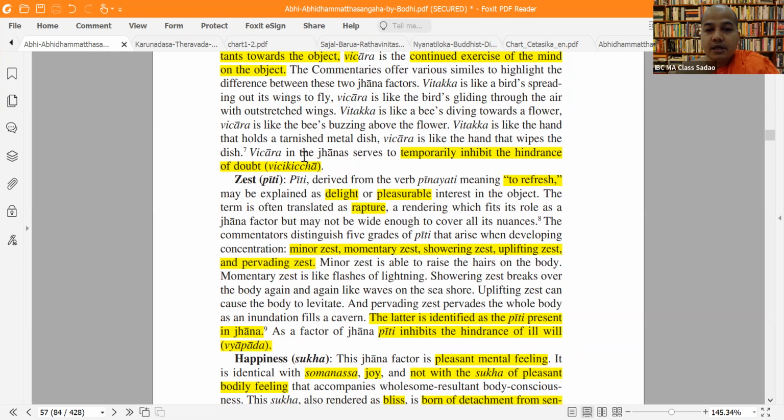Vichara in the jhana serves to temporarily inhibit the hindrance of doubt. Temporarily. Okay, not permanently, temporarily, counter the hindrance of that.